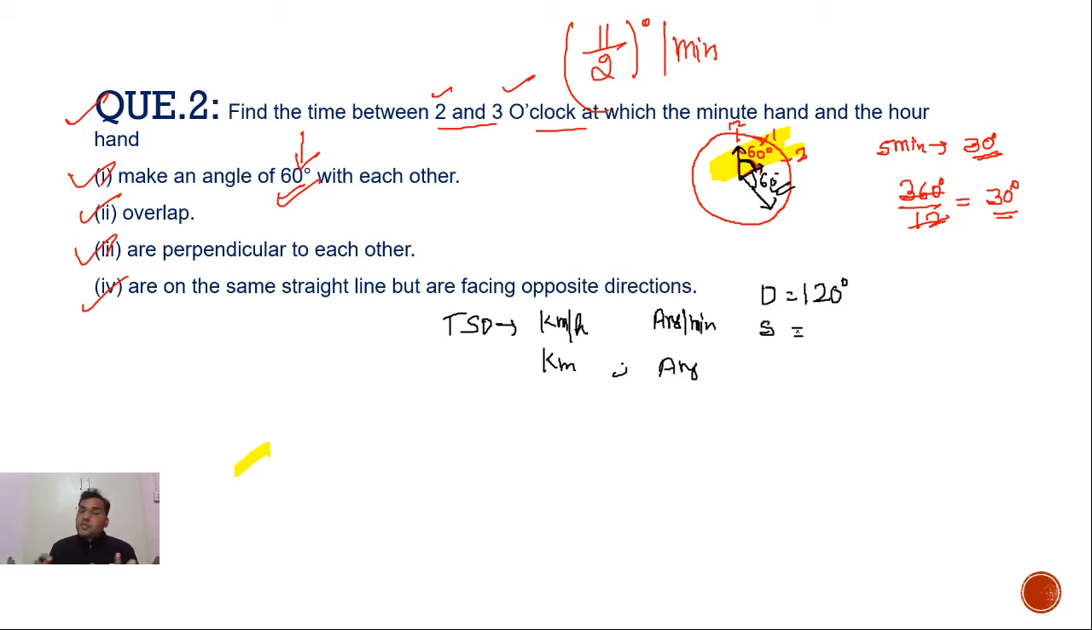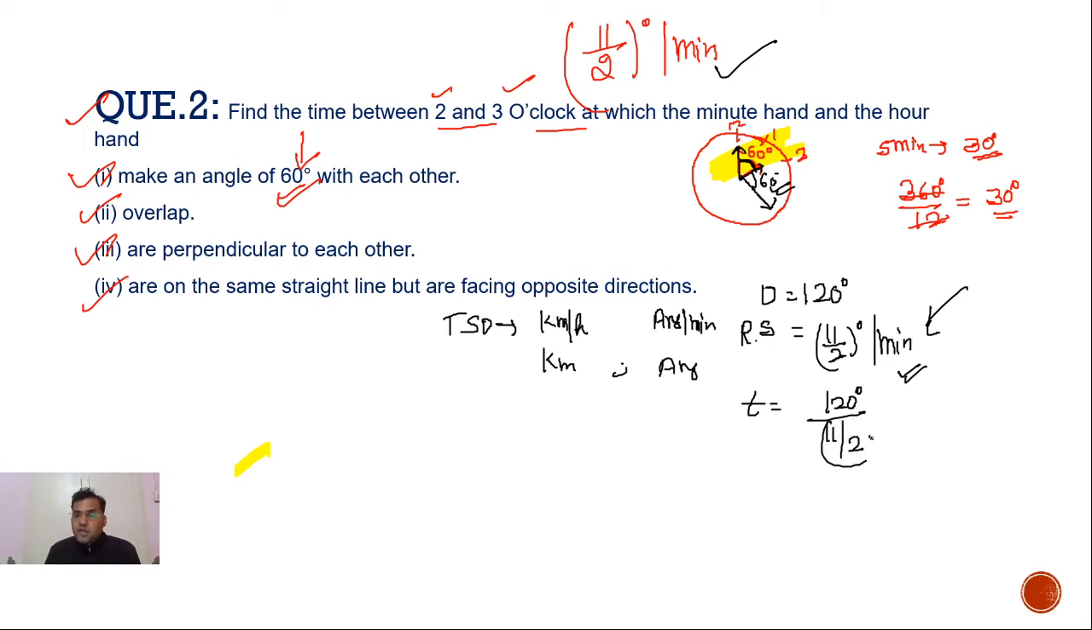And what is the speed? Speed is fixed, right? The problem in time, speed and distance questions is that in every question the speed is different, right? But in a clock, the relative speed between the minute hand and the hour hand is fixed, and that we have already known is 11 by 2 degree per minute. You don't need to waste time on this part, you need to understand it, and then in every question use it straight away as a standard result. So time would be distance, that is 120 degree, over the relative speed 11 by 2 degree per minute, and you'll get your answer. That's 240 by 11.